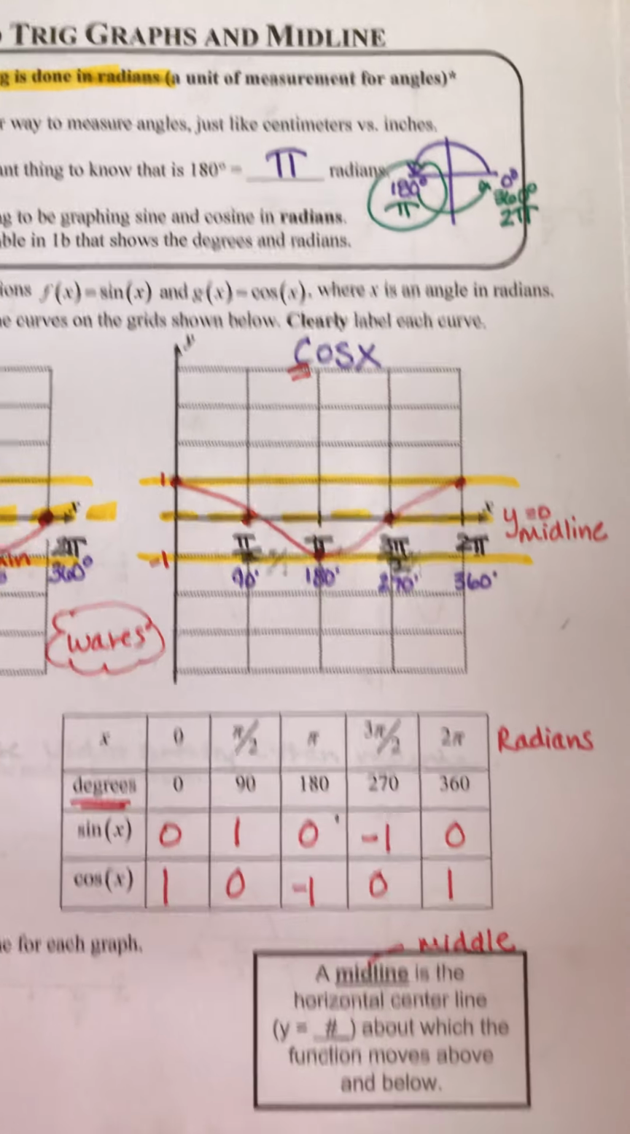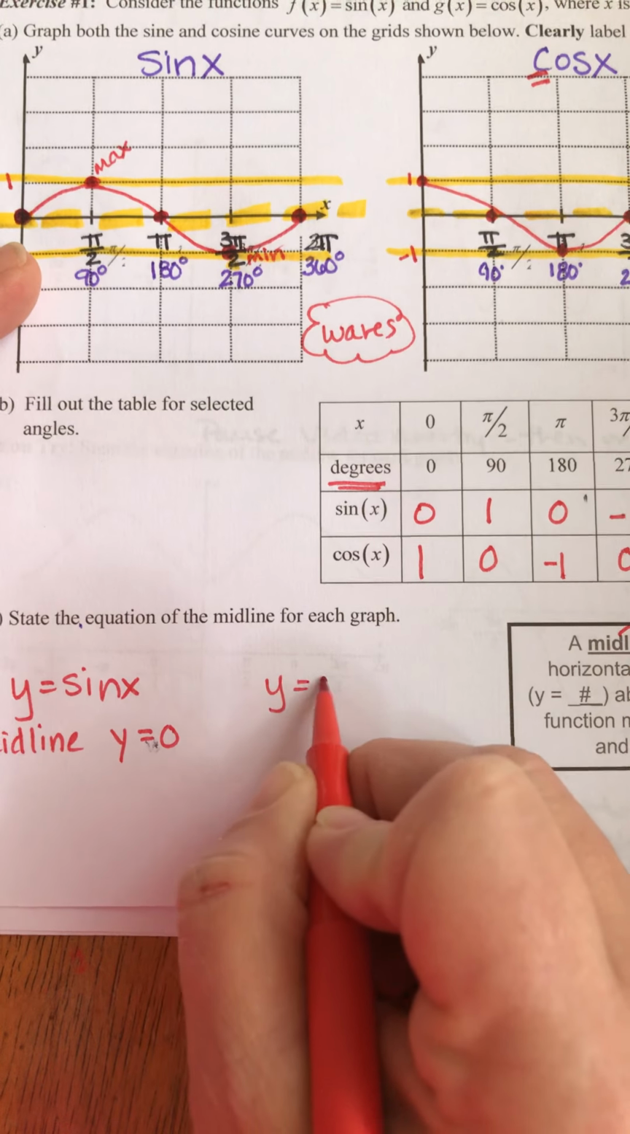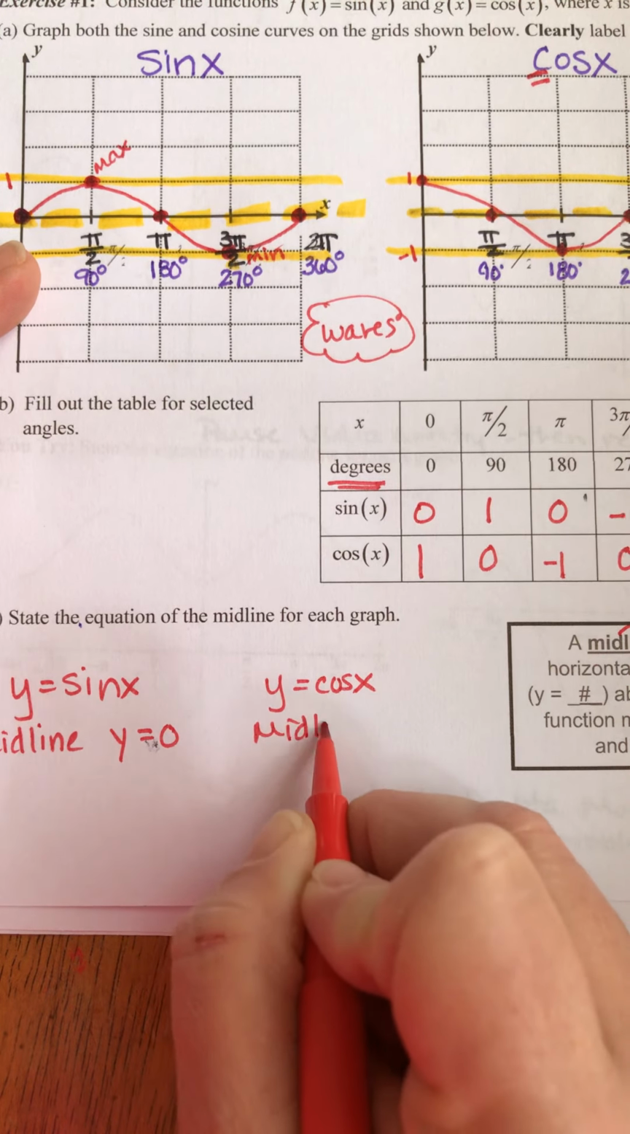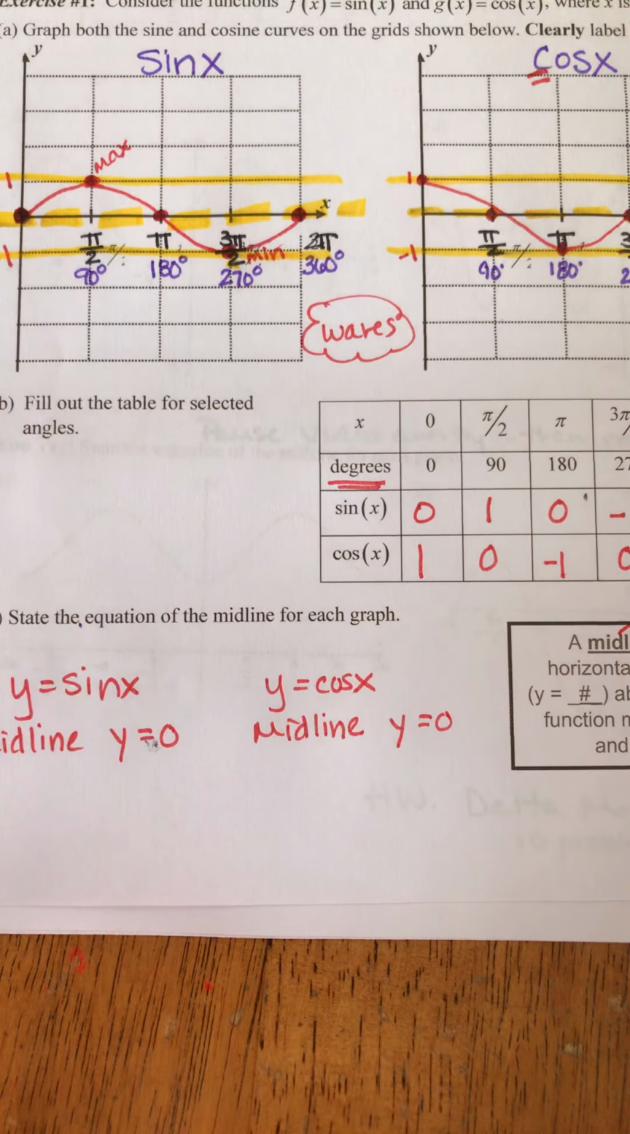Okay? All right, so let's write that down here. So y equals cosine x of the graph above. The midline was y equals 0 also.